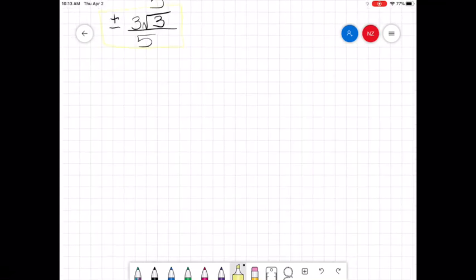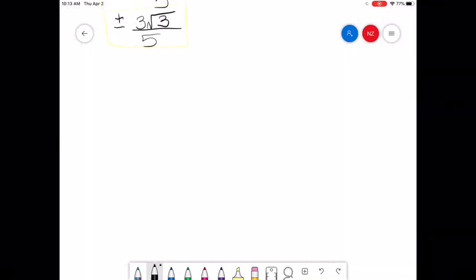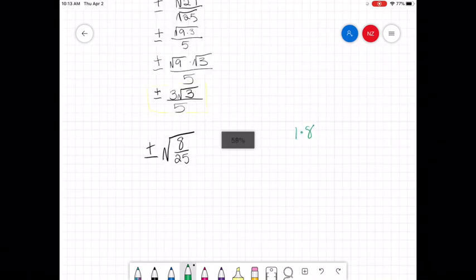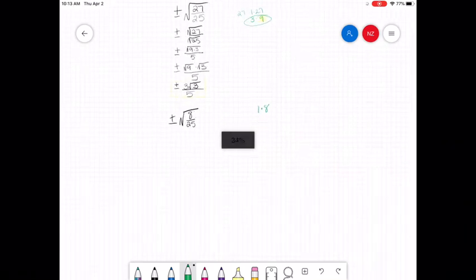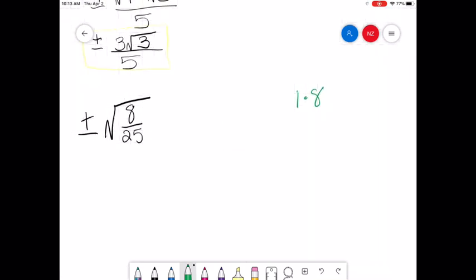Okay, let's take a look at example number 2. Example number 2 will be the square root of 8 over 25. So again, here I have the same type of situation. 8 does not have a perfect square, but its factors do. So if I'm thinking about factors of 8, I have 1 times 8, and I have 2 times 4. So this pair here has a perfect square, 4. So I'm going to rewrite it as 2 times 4.